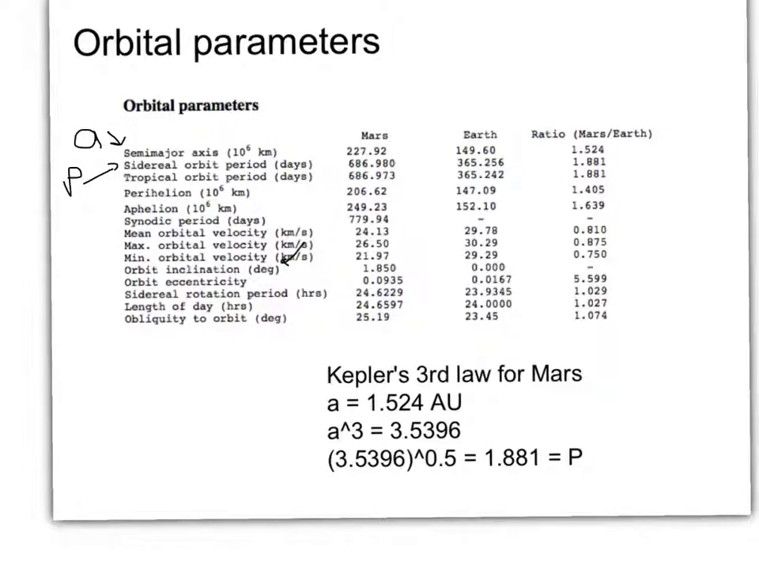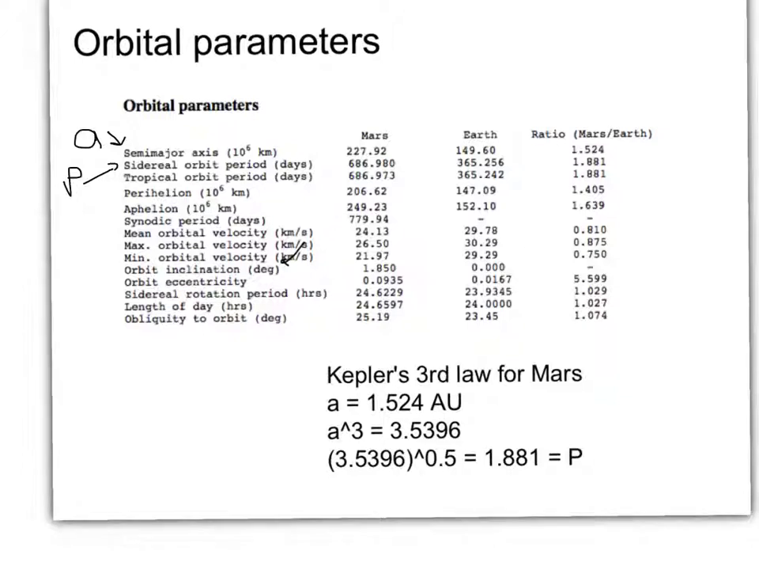So for the Earth, it's 150 million kilometers from the Earth to the Sun. For Mars, it's 227 million kilometers. And so as I said, the distance of Mars from the Sun is a little bit more than 1.5 astronomical units. So Mars is about 50% further out from the Sun than the Earth.